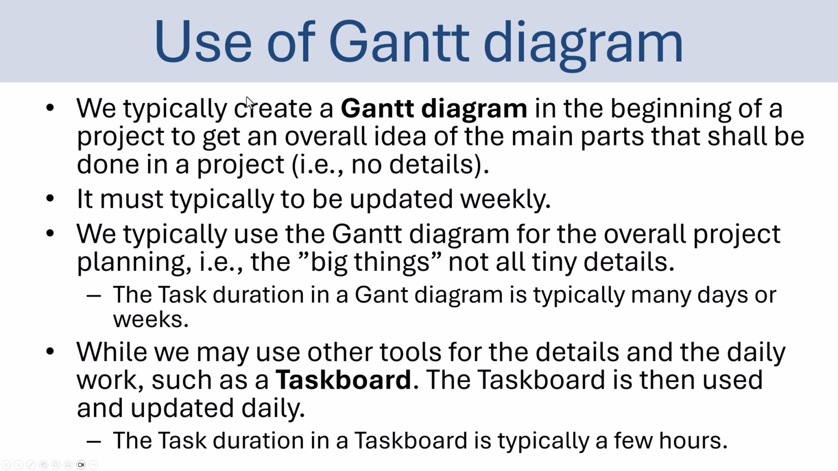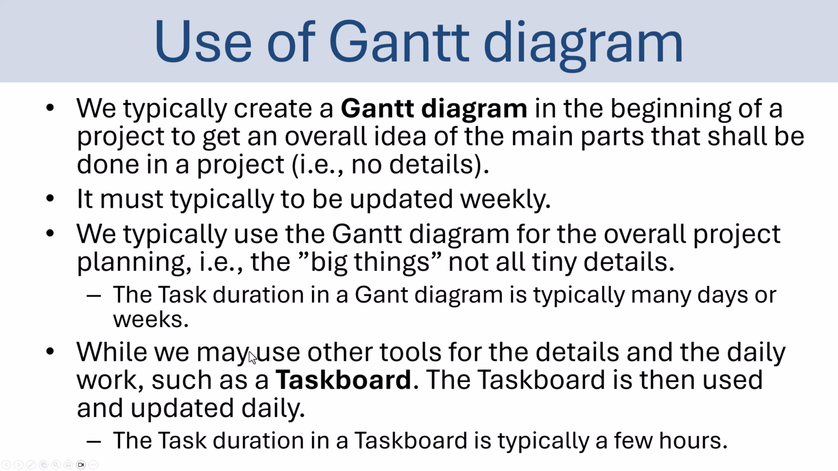So basically we typically create a Gantt diagram in the beginning of a project to get an overall idea of the main parts that shall be done in the project. Typically we don't deal with details when creating the Gantt diagram. Typically the Gantt diagram should be updated weekly, and we typically use it for the overall project planning, basically the big things and not any details. And the task duration in a Gantt diagram is typically many days or weeks.